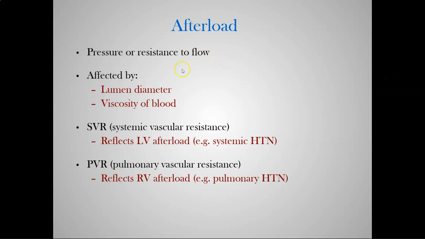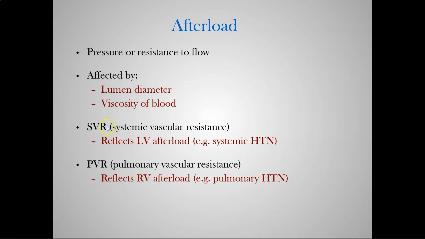Afterload and things that affect afterload: lumen diameter. The more narrow the lumen, again, think sclerotic buildup here, or clot even, the more pressure it's going to put back on the heart, the left ventricle. The more open, within reason, I don't want these vessels too dilated, the easier it is for blood to flow unobstructed, requiring less pressure from my heart. Then we have the thicker your blood, the harder your heart has to work. The thinner your blood, the less your heart has to work. Then we have our concept of systemic vascular resistance reflected in the left ventricular afterload.